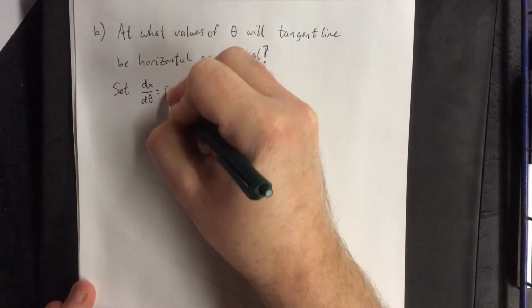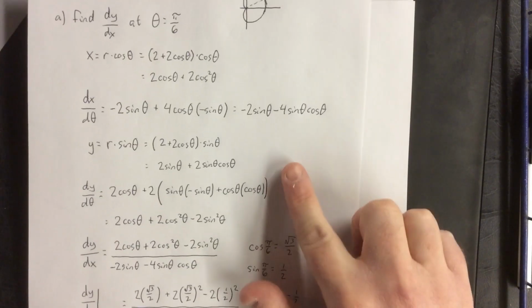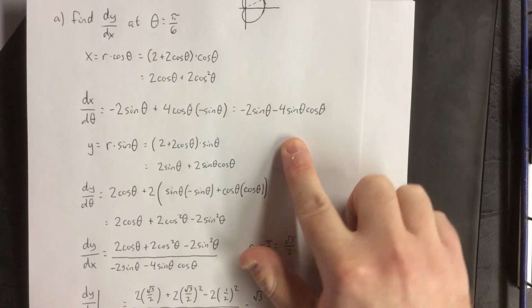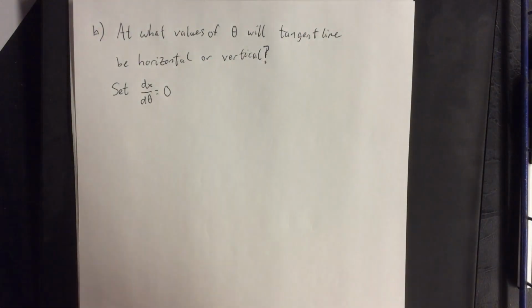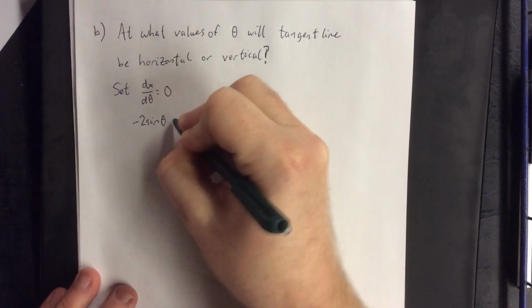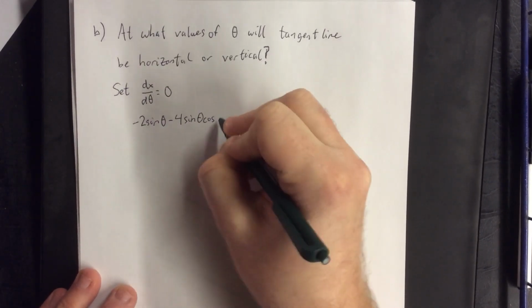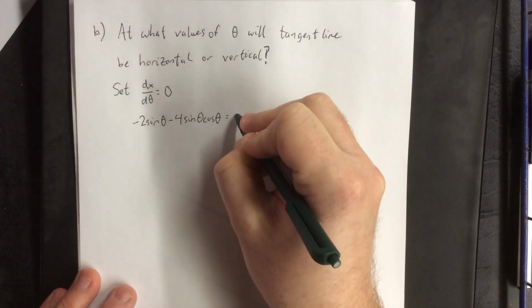So what we're going to do is set dx d theta equal to 0. Call back to the last sheet. What was dx d theta equal to? That was this guy right here. So negative 2 sine theta minus 4 sine theta cosine theta. Negative 2 sine theta minus 4 sine theta cosine theta equal to 0.